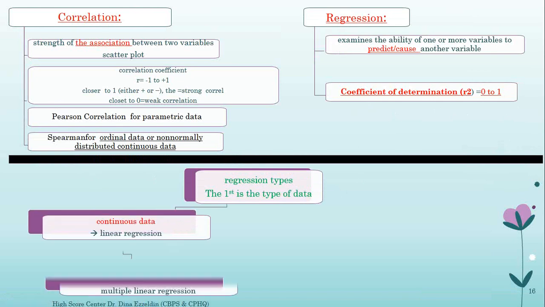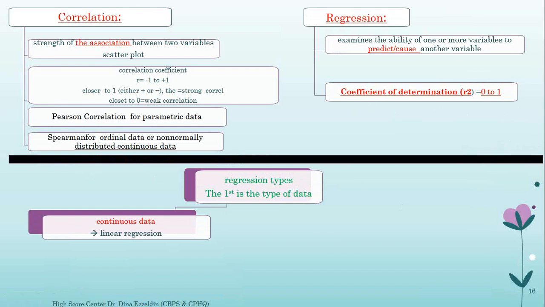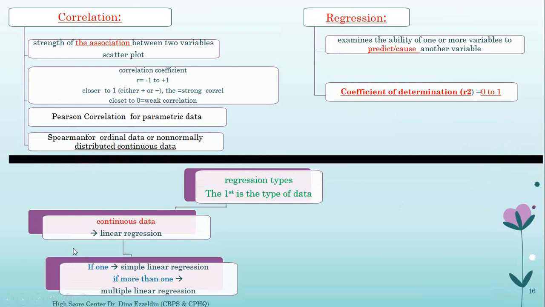Regression type depends on the type of data and the number of variables. If the data is continuous, meaning continuous and normally distributed, we use linear regression. If one variable, like lung cancer and smoking, it's simple linear regression. But if more than one variable, like diabetes has many causes, like obesity, age, and more sugar intake, it's multiple linear regression.